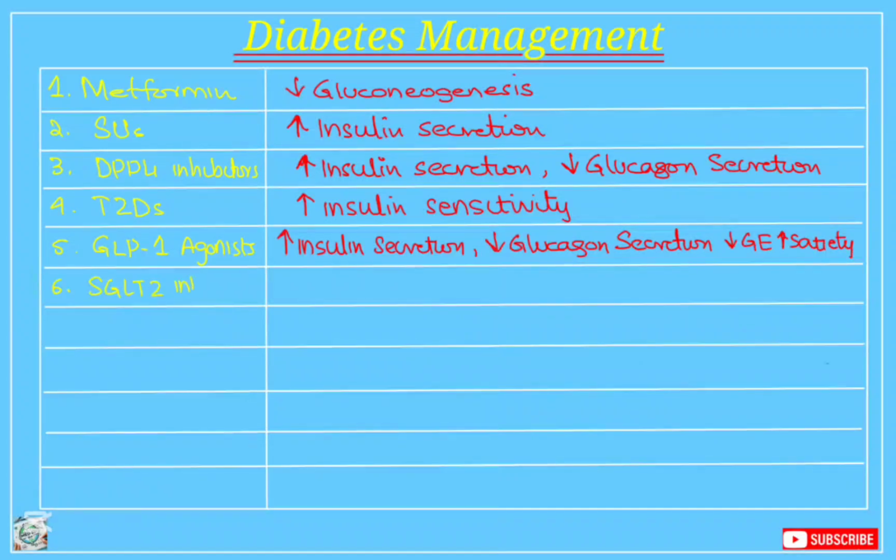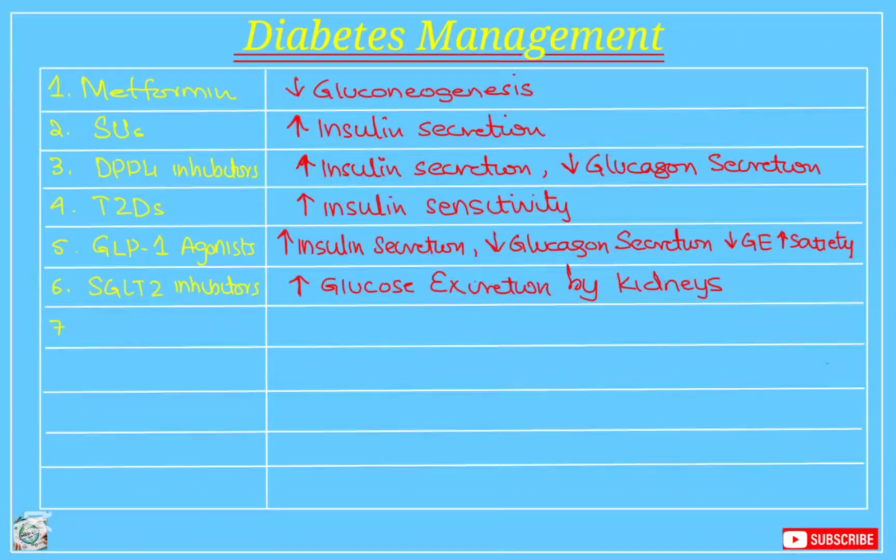They increase the insulin secretion, decrease the glucagon secretion, slow the gastric emptying, and increase satiety. Then we have SGLT2 inhibitors. These work by blocking the glucose reabsorption in the kidneys, leading to increased glucose excretion in the urine. They can help with the weight loss and also reduce the cardiovascular risk.